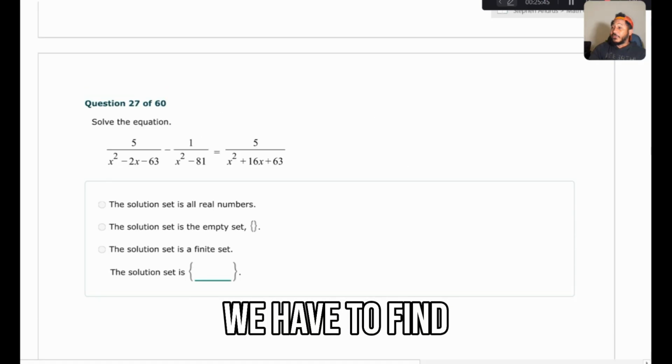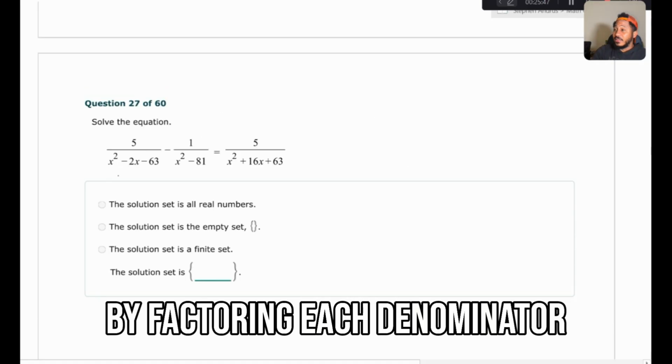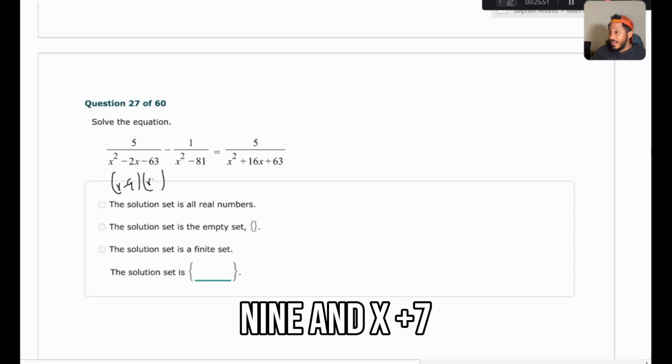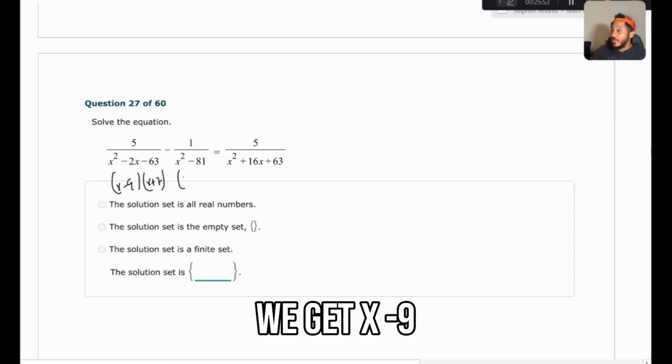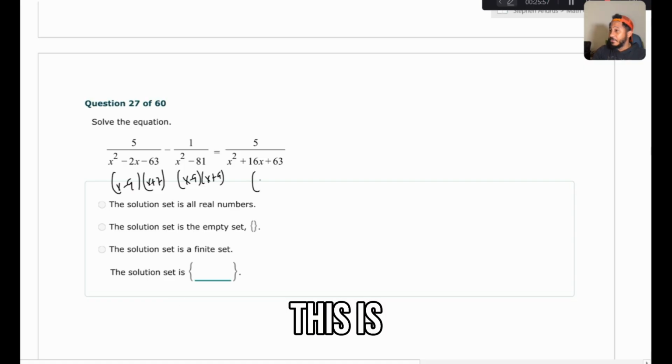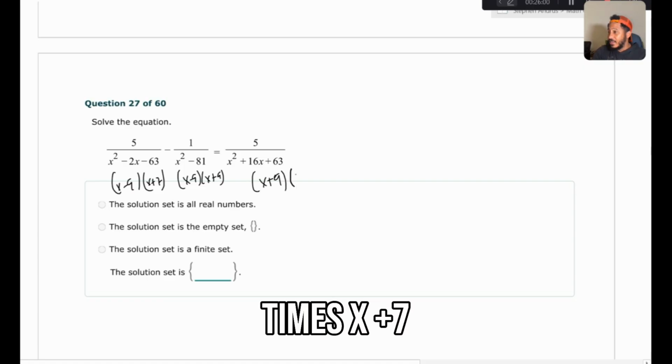All right, so this one here, we have to find the common denominator, right, by factoring each denominator. So here, we factor by double bubble. This is x minus 9 and x plus 7. Here, we factor, we get x minus 9 times x plus 9, difference of squares. And here, this is x plus 9 times x plus 7.